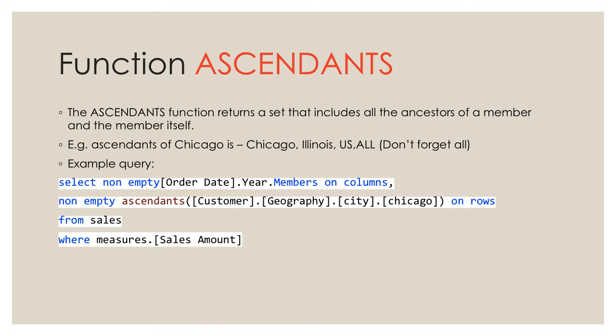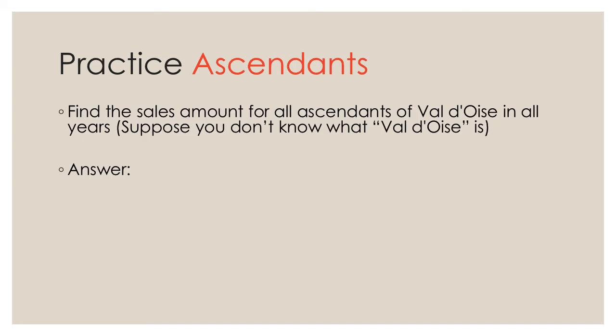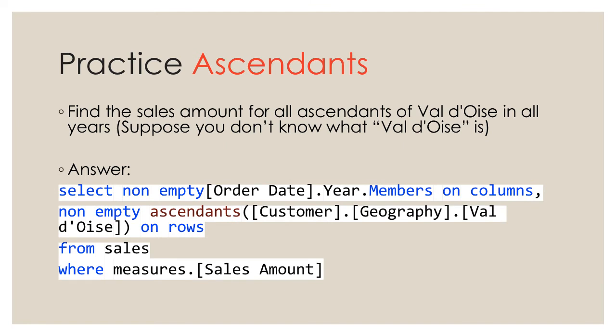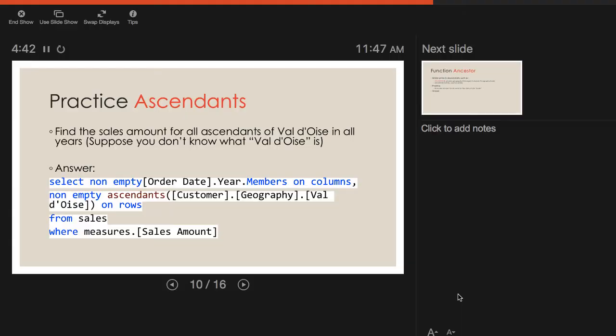I think it's time to review the answer. So in here, I didn't tell you what this thing is, right? But the answer doesn't really care about what this thing is. It just says ascendants of customer.geography dot Val de Oise, and that's it. Easy, right? And now you should know what this thing is, because by looking at the ascendants, you should know what it belongs to, right? So where is it?